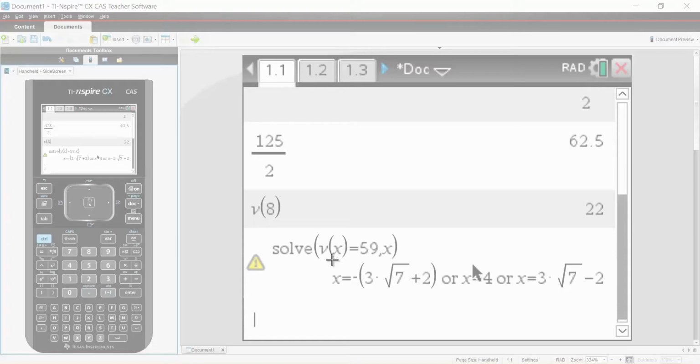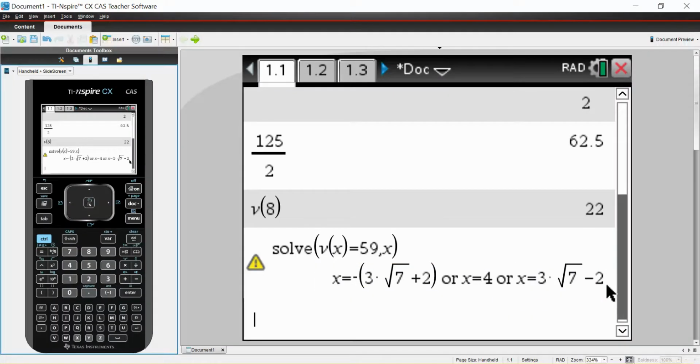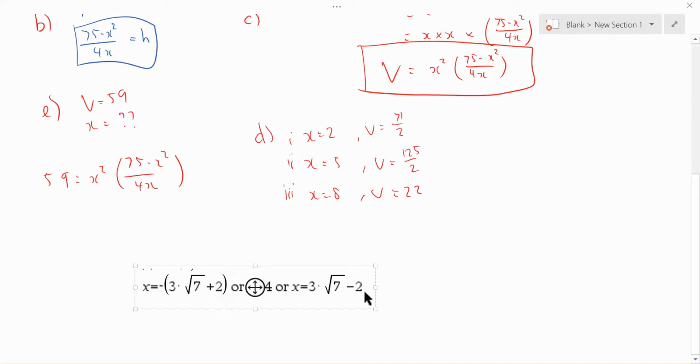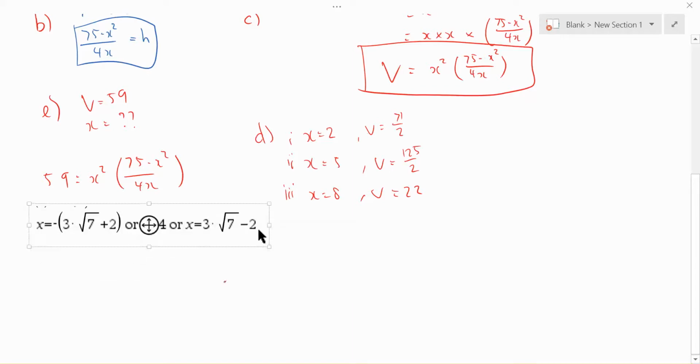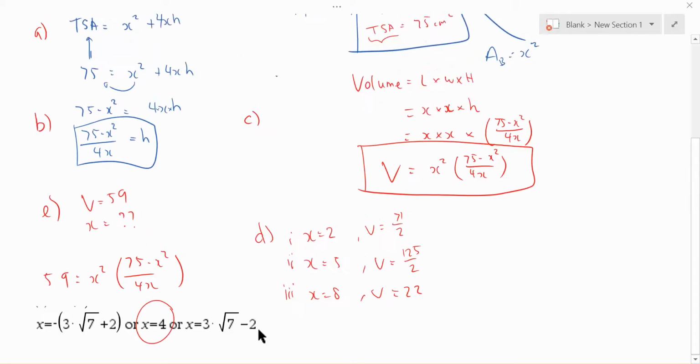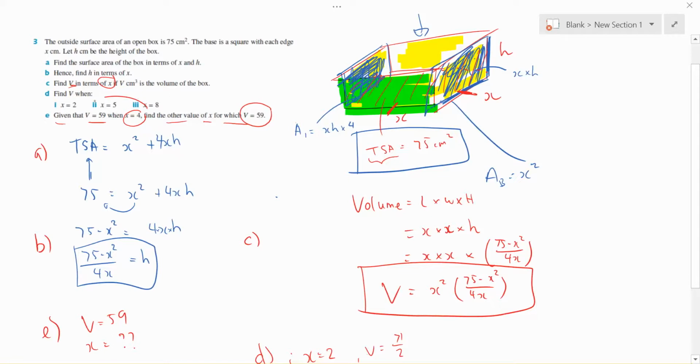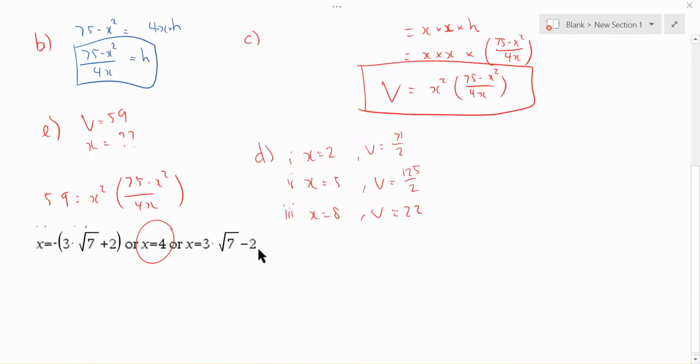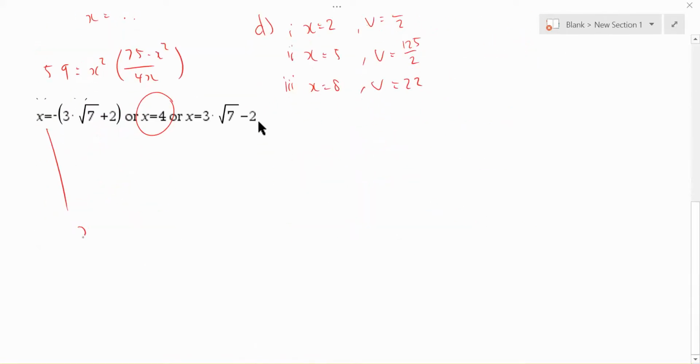I'm just going to copy paste this. Whoops, let me do it again. x equals 4. So up to this point, you got x equals 4, which they already told you in the question, but they want to find other values. So the other possible values were x equals negative 3 root 7 minus 2, or you can have this one, which is when x equals 3 root 7 minus 2.